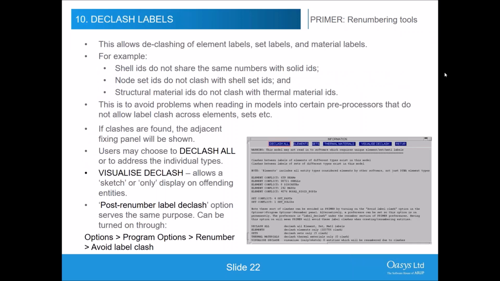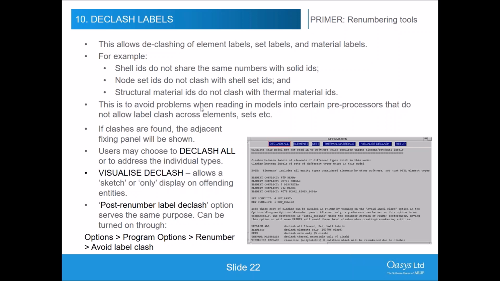Okay, declash label. Like I mentioned previously, if you're planning to use another preprocessor, they might struggle to deal with elements with the same labels. So by using this tool, you can declash them all, or you can specifically go into the element. You can only declash elements or sets or the thermal materials, so that you won't come into any problems when you use other preprocessors.